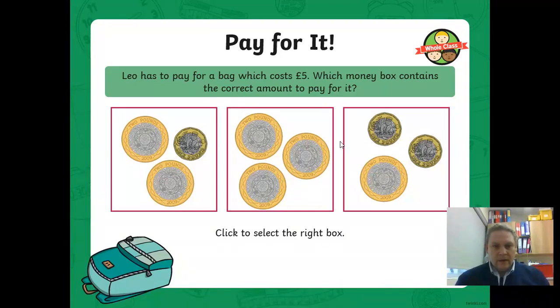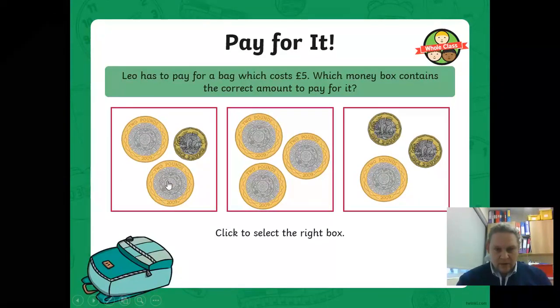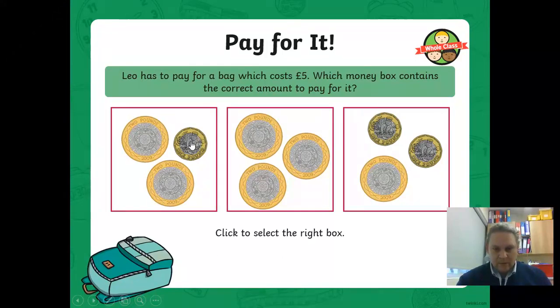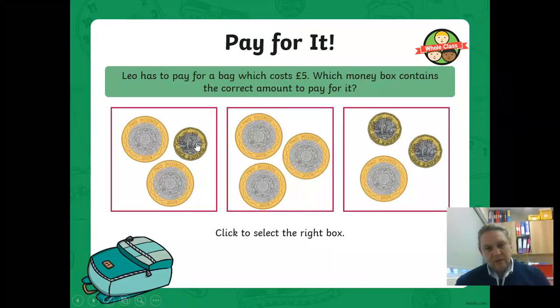All right. Leo has to pay for a bag which costs £5. Which money box contains the correct amount to pay for it? All right, we've got a £2 coin, and a £2 coin, and a £1 coin. So how much is that going to add to? We've got 2 plus another 2 is 4, plus another 1 is 5. So that's £5. So we could pay for it with that, couldn't we?